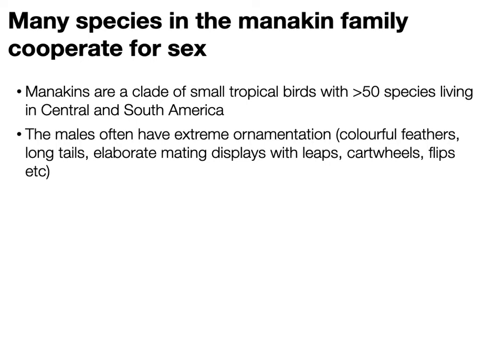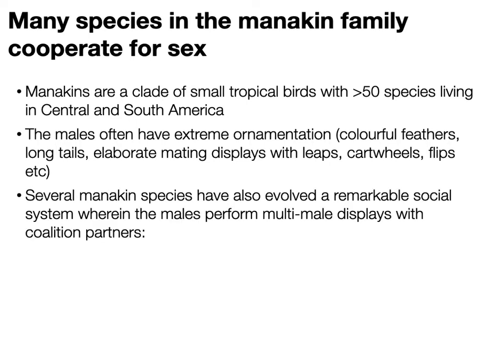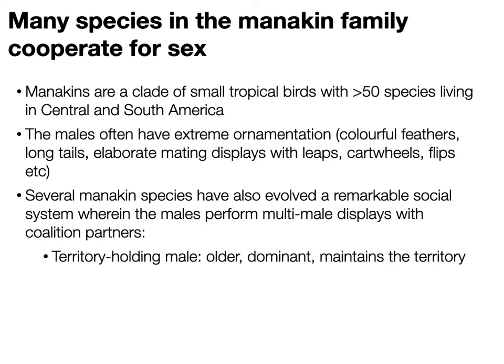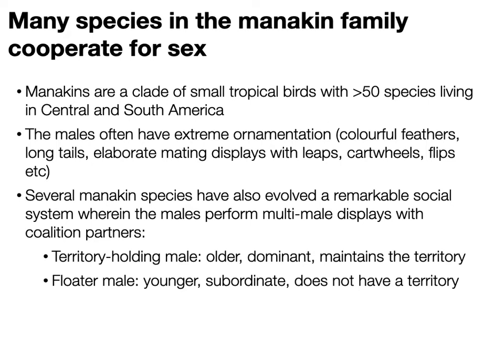So each one is weirder than the next. Several manakin species have evolved these kind of social displays like the one you just saw, wherein more than one male displays together. And oftentimes in these multi-male displays, there's only one individual who owns the territory. This is the older, more dominant male typically, and he maintains the territory where that display is taking place. The other male, or sometimes more than one, is a floater. These are younger individuals. They're subordinate. They do not own their own territory yet.